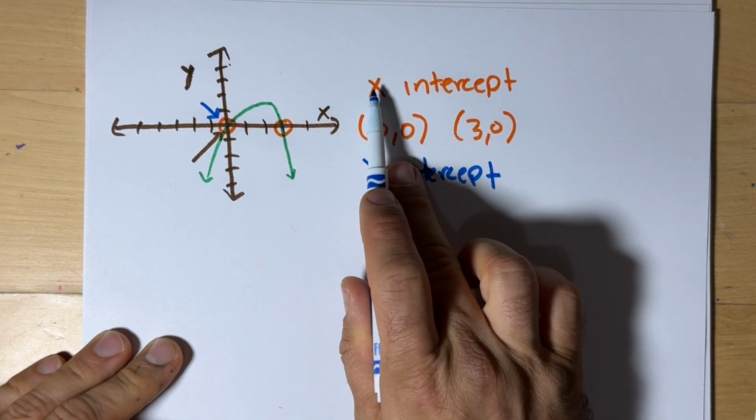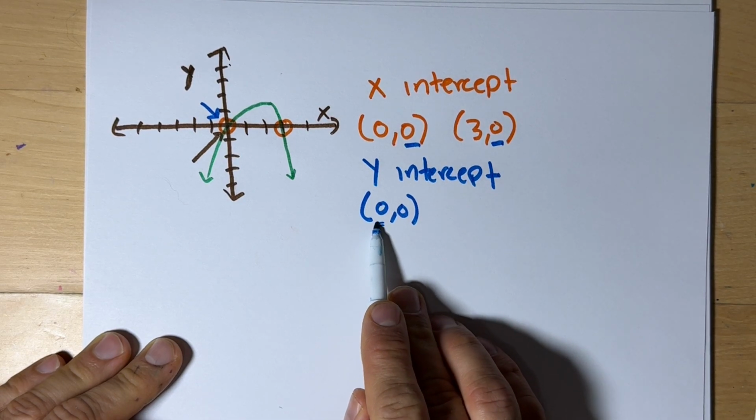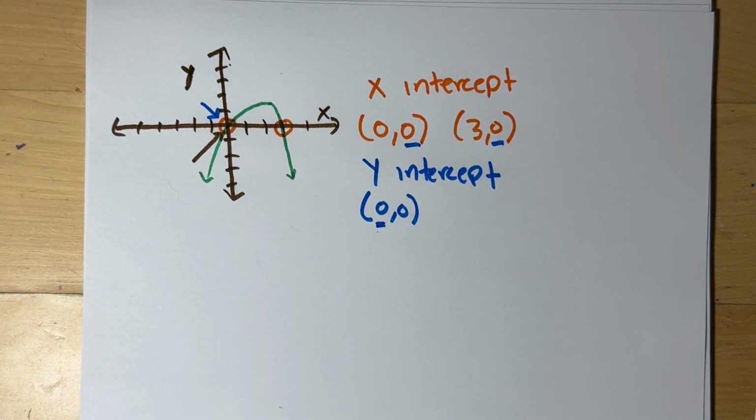So when we're on X street, Y is always 0. When we're on Y street, X has to be 0. And if we're at the origin, both are 0. Let's try one more.